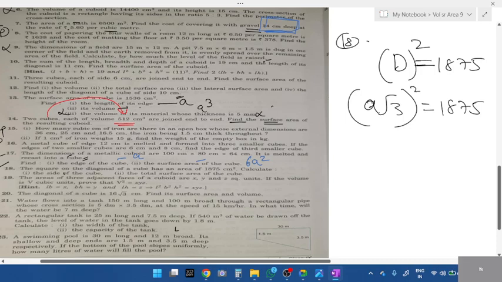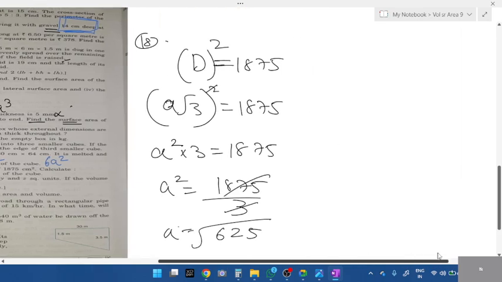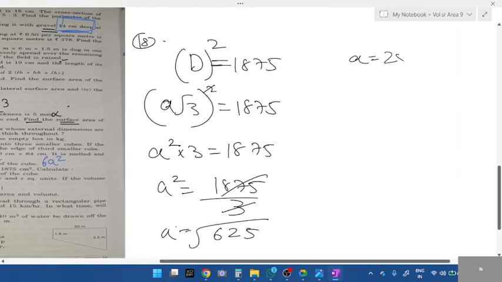75. See, I'll read the 18th question again. The square on the diagonal of the cube is given. So diagonal square is 1875. If you remove the square, you'll get a square into 3 is equal to 1875. A square is equal to 1875 divided by 3. A is equal to the square root of 625. Square root of 625 is 25, students. 25.